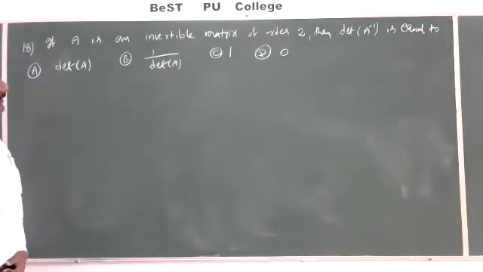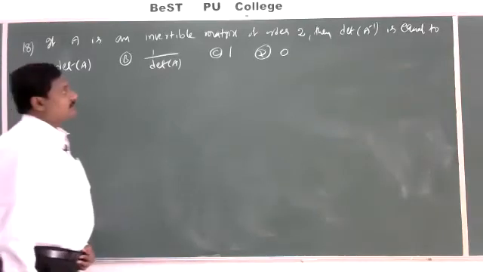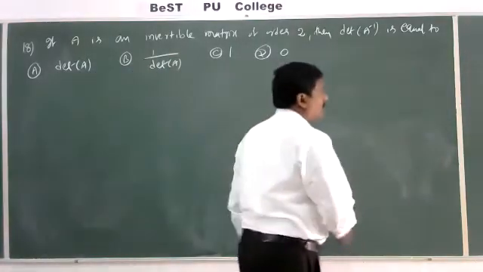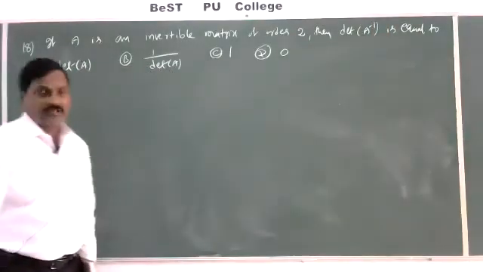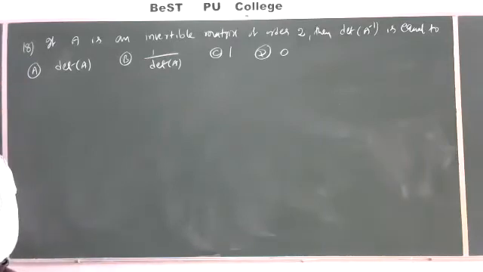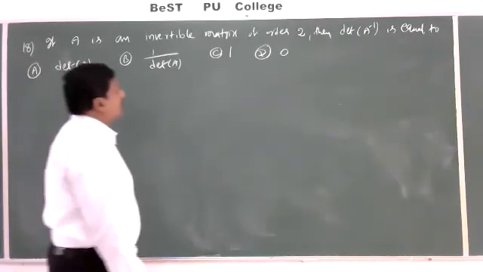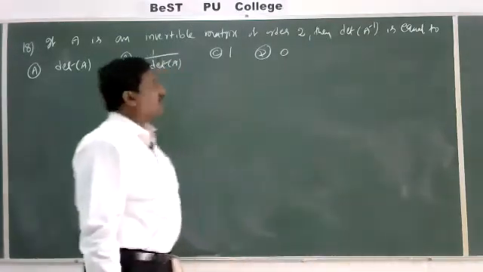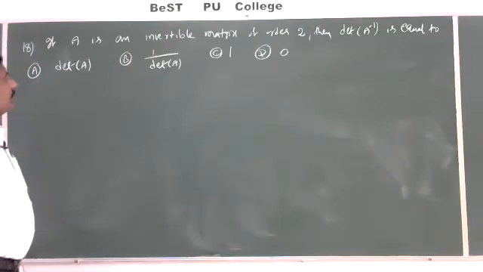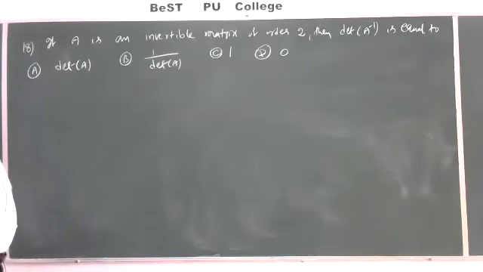Already it is given. Maximum toppers made a mistake in this 1 mark question. This question was given in the 2016 or 17 paper. Everyone took that A is 2 and therefore the determinant of A inverse is 1 by 2. Maximum students wrote the answer as 1 by 2. This 1 mark question was given in the public exam 2016 or 17 paper.